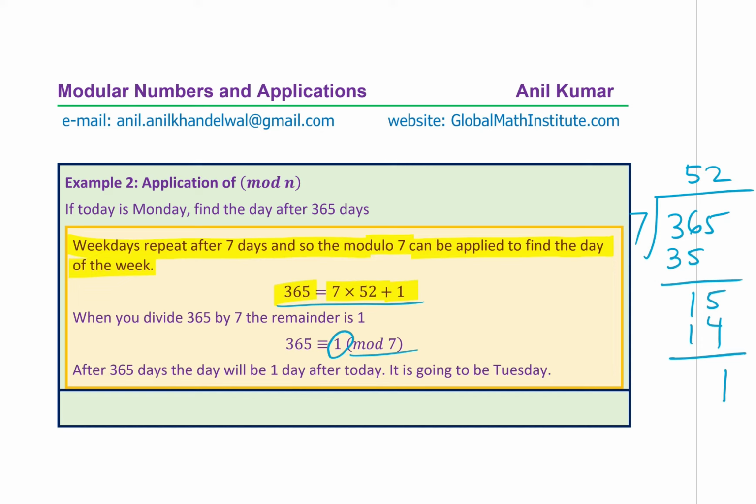1 really means here, a day after Monday. You get the idea. Day after Monday. Monday is the beginning, right? Now, therefore, after 365 days, the day will be 1 day after today. Since today is Monday, it is going to be Tuesday. You get an idea, right? So that is how we can easily answer this question.